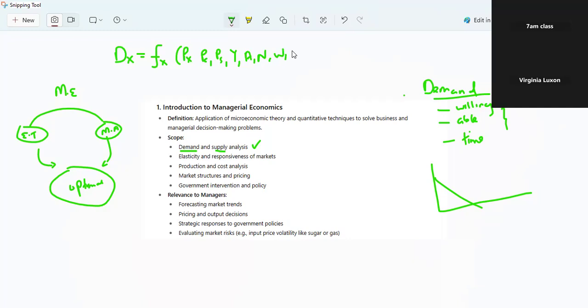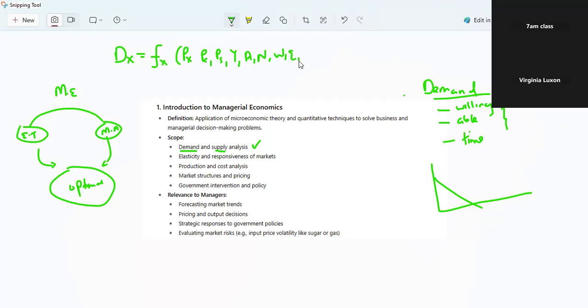The expectations. How are expectations affecting demand? Maybe it's what your consumers expect to benefit from whatever it is that you're selling.